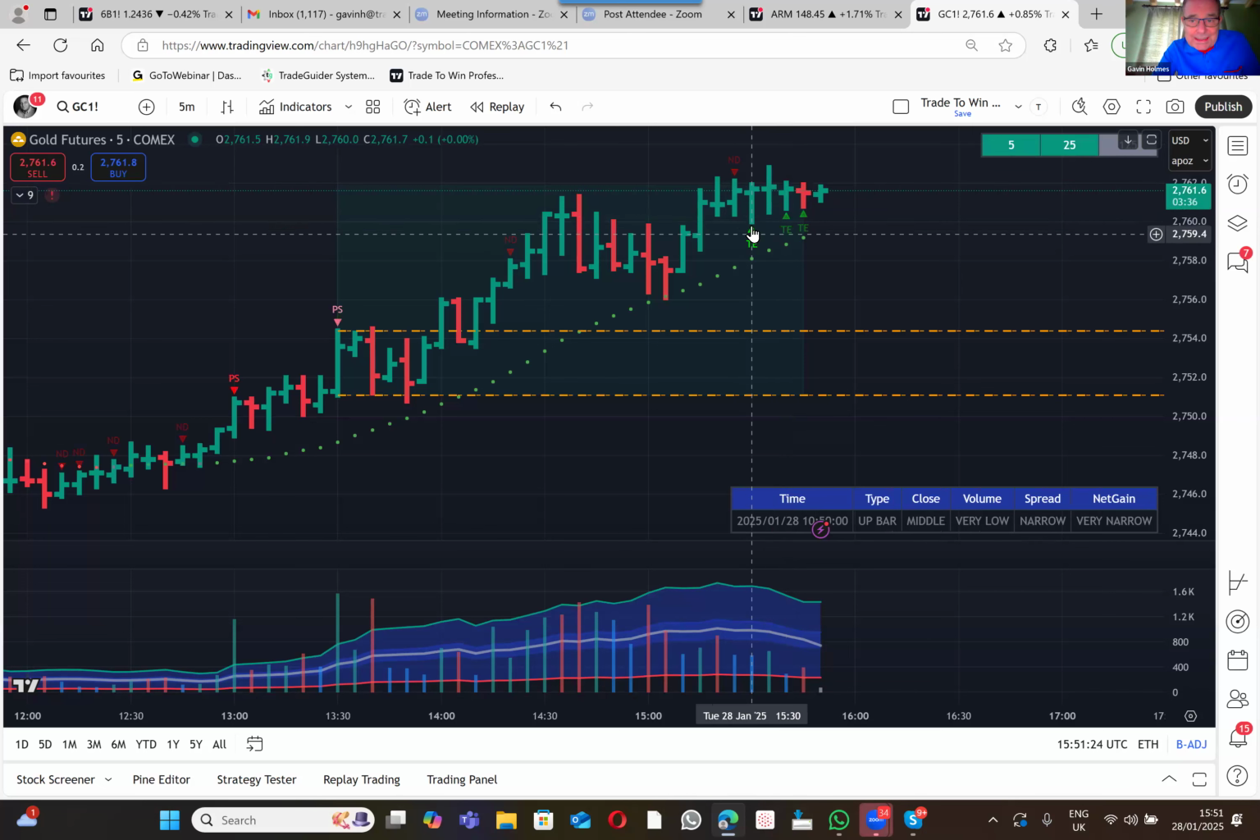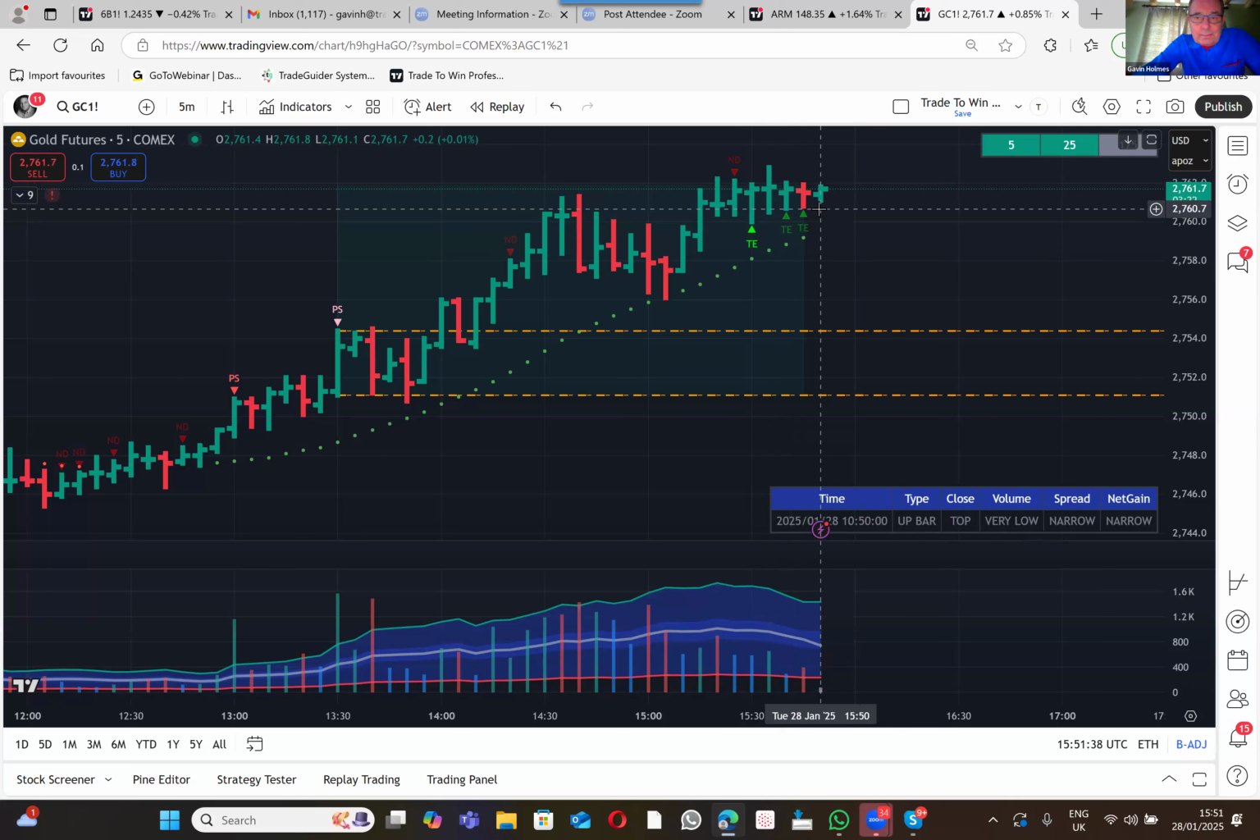You've got the test, you've got two tests. If it takes out this area, which it's trying to do, the volume will come in, and the SMI indicator shows it all. It's taken out the high now. Of course it will.